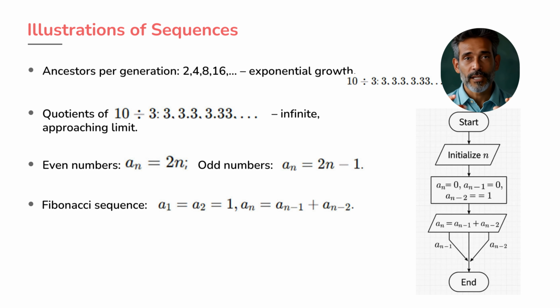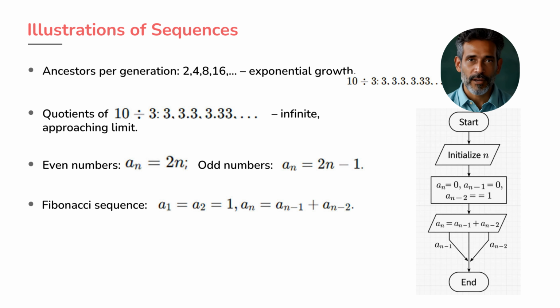Think about your family tree. You have 2 parents, 4 grandparents, 8 great-grandparents, 16 great-great-grandparents, and so on. That is the sequence 2, 4, 8, 16. Notice how it doubles each time? Now, divide 10 by 3. The first quotient is 3, then 3.3, then 3.33, then 3.333, and so on forever. That's an infinite sequence. For even numbers, we have the formula a sub n equals 2 times n.